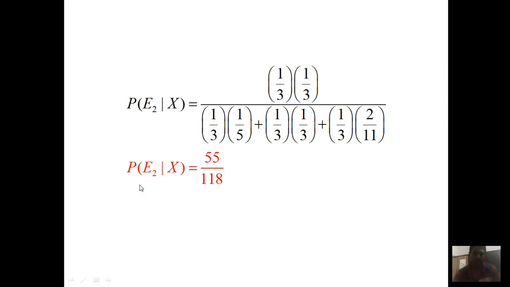That is, event X is finished. That is, we have selected two balls. Out of these two balls, one is white, one is red. This event is already finished, and we have to find the probability of E2. That is, that it is selected from box B, and its probability is 55 upon 180.